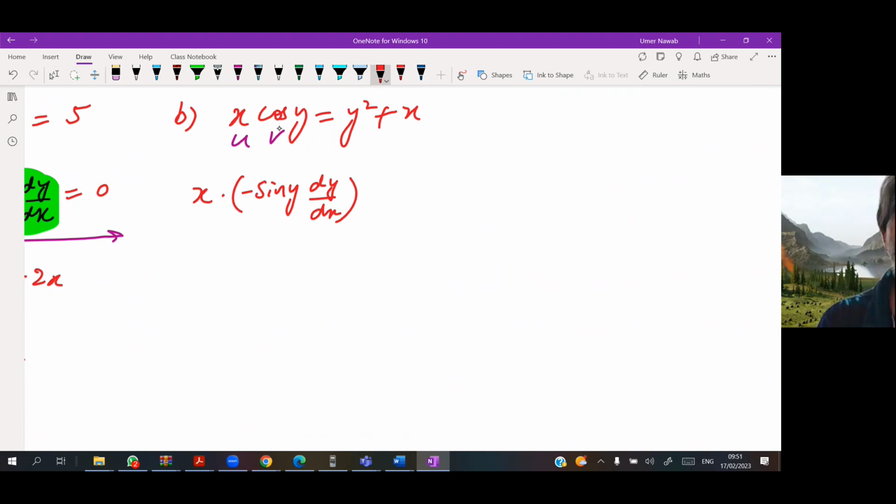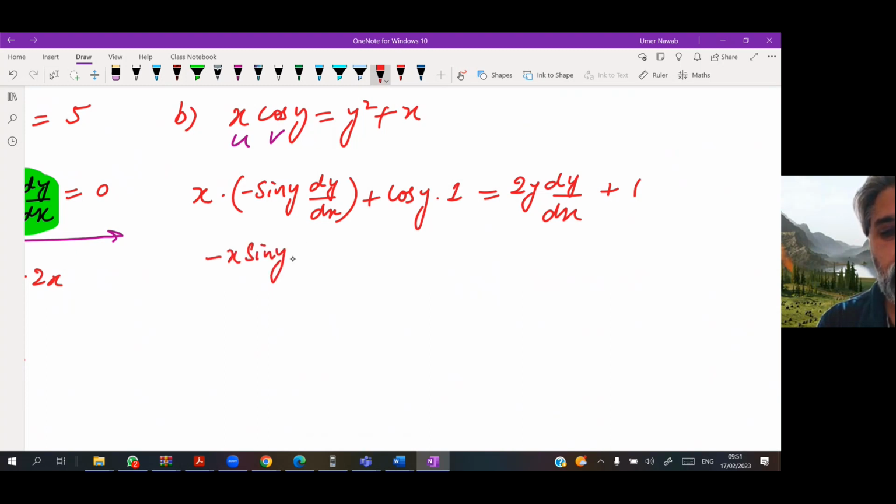Don't forget it. I'm taking the derivative of cosine of y. The cosine gives you minus sine of y, and the further derivative of y is dy by dx. Then plus cosine of y as it is, and the derivative of x is 1. Now, what is the derivative of y squared, which is 2y dy by dx, and the derivative of x is 1. Let's combine: minus x sine of y dy by dx plus cosine of y is equal to 2y dy by dx.